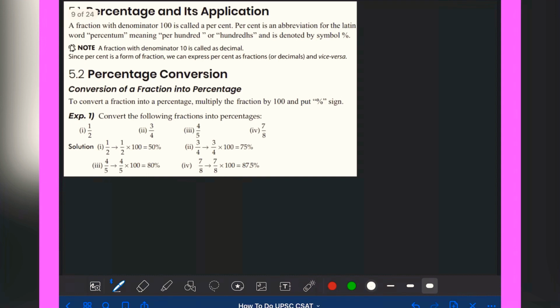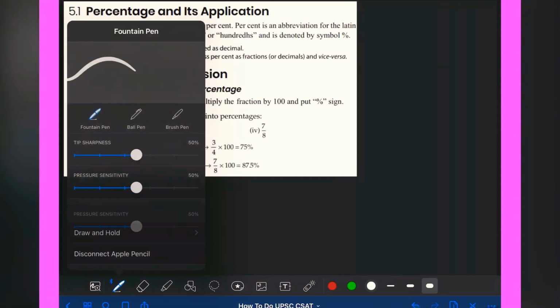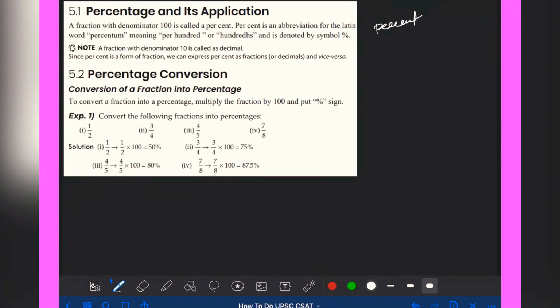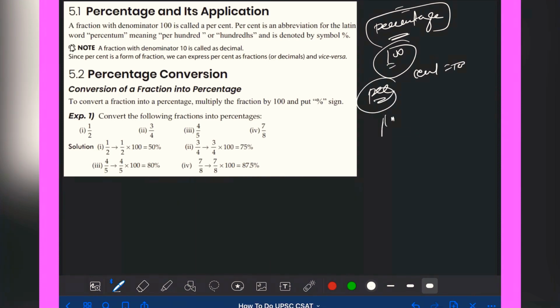If you're fearful about quant, you can easily do some easy areas, and this is one of such easy areas. Okay, so the percentage thing. In this video we will talk a little bit about percentage. Percentage, we know percent, it is about 100. Per cent means 100. So per 100 is the meaning of percentage, right?